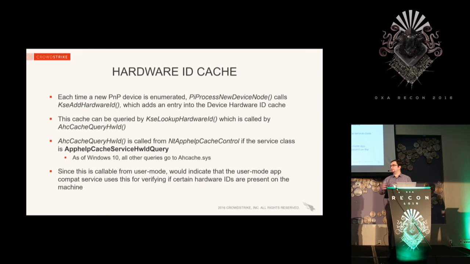Because all the plug-and-play hardware is enumerated in this cache, and then the application helper in user mode can just call it and say, dump me all the hardware IDs, or tell me if this hardware ID is present. Kind of weird, because the plug-and-play manager already knows, and there's APIs for doing that, but you know, this is Windows. There's always like 10 different ways of doing something and 15 different things that store the same information. So that's another thing you can dump from user mode, basically all the hardware IDs on the machine.